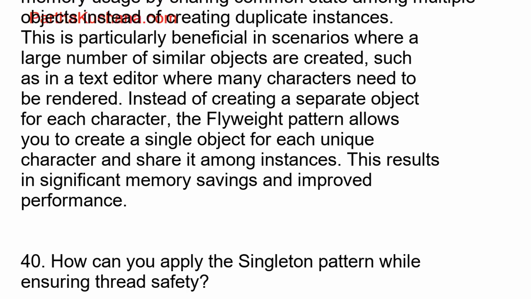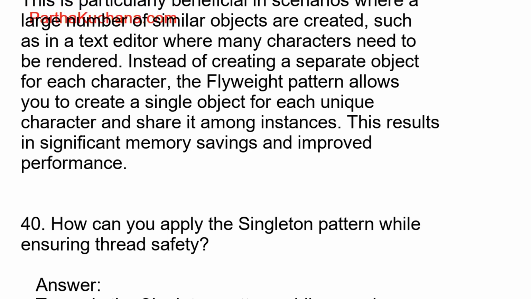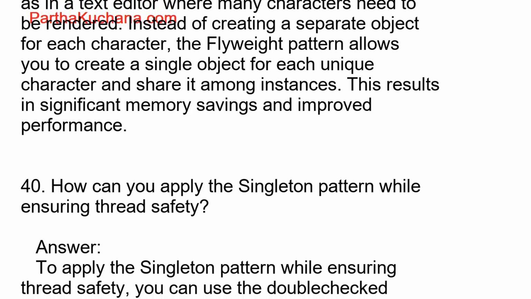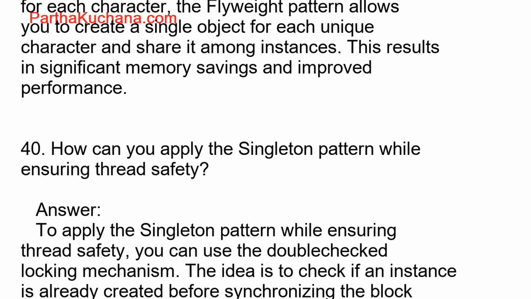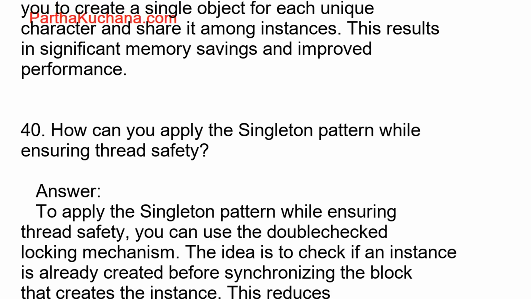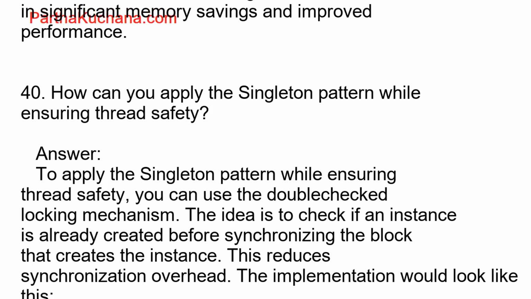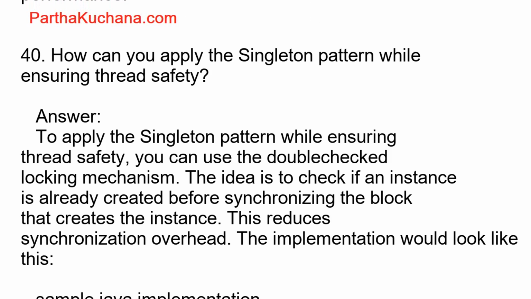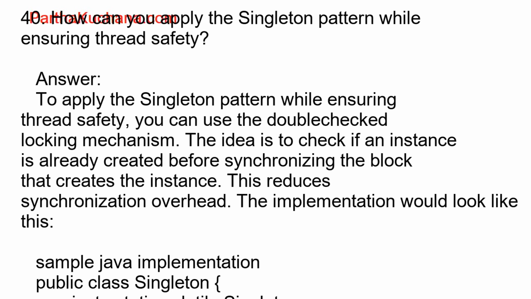Sample Java implementation. Public class Singleton. Private static volatile Singleton instance. Private Singleton constructor. Public static Singleton getInstance. If instance equals null, synchronize Singleton.class. If instance equals null, instance equals new Singleton. Return instance. This way, you ensure that only one instance is created and the method is thread safe.